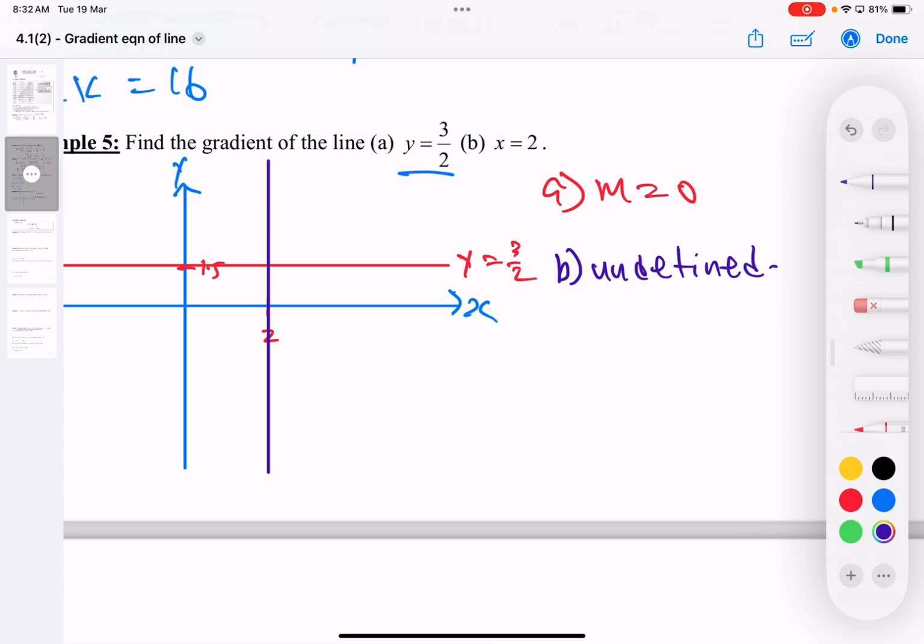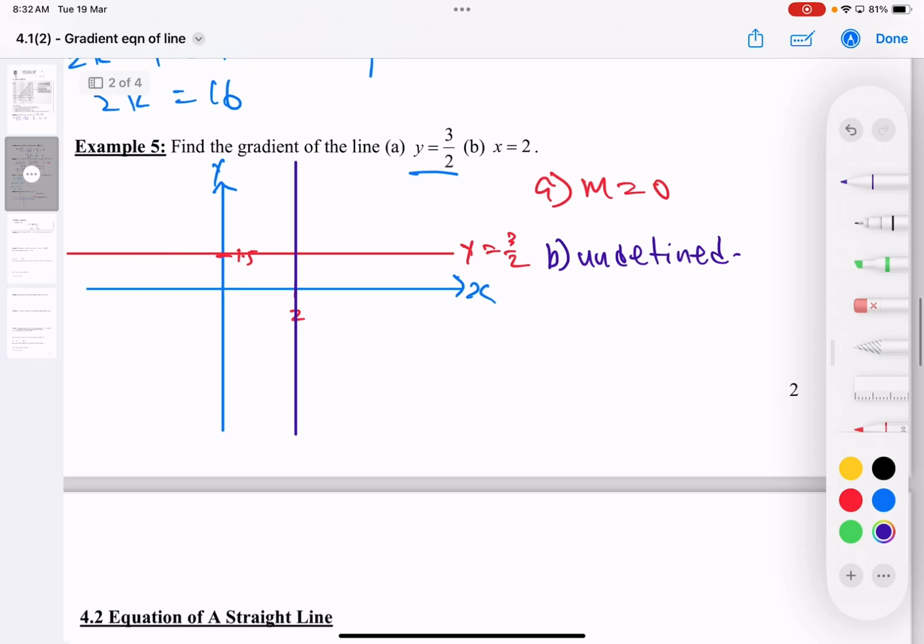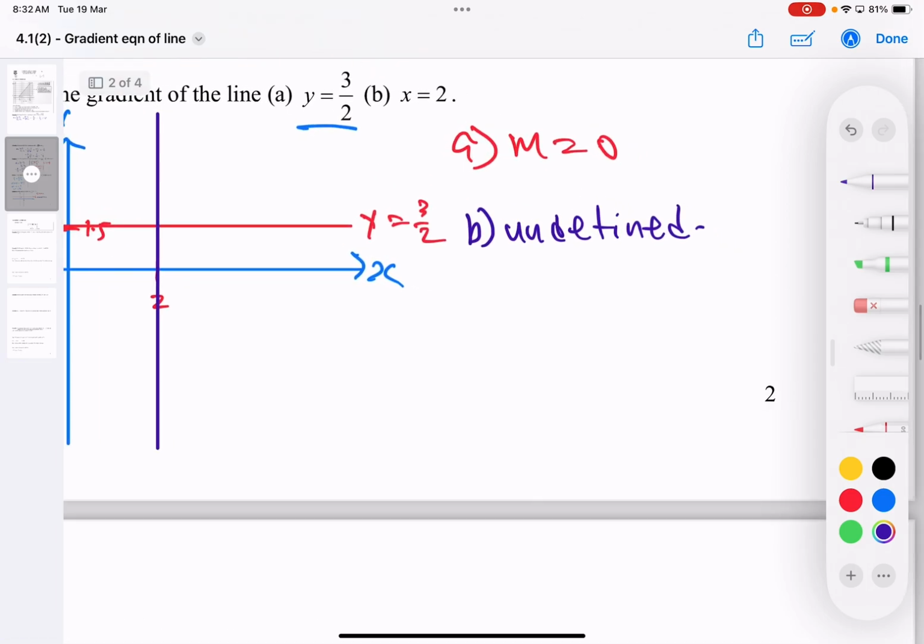Okay, we don't know the exact value of this steepness because it's a vertical straight line. Now, mathematically, why is it undefined? Let's go back to the formula because some of you are unconvinced. What does it mean to be undefined? If you want to find the gradient using the formula, it is y2 minus y1 over x2 minus x1. I need to choose 2 points on this line.